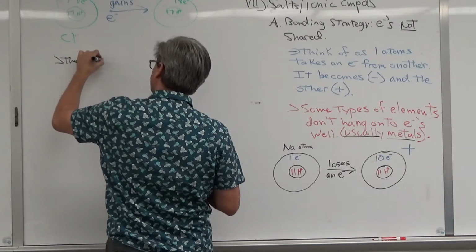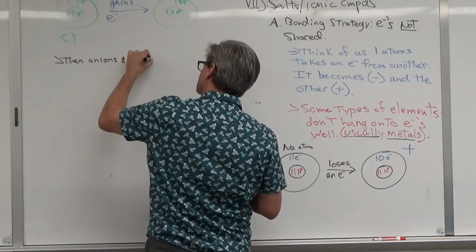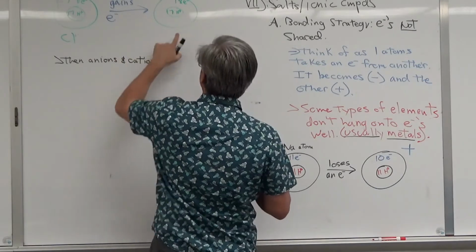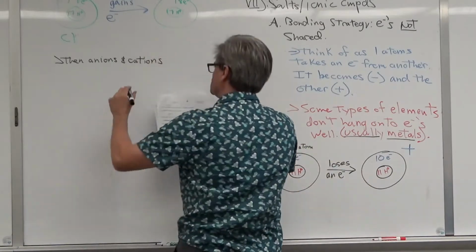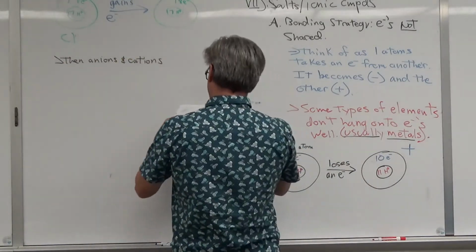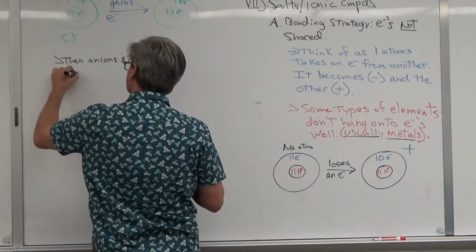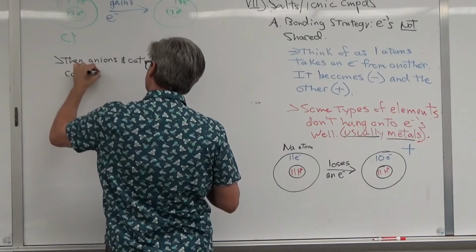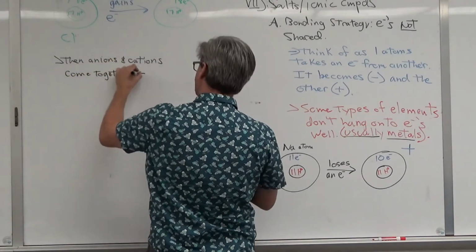Then anions, cations. Remember, anions, ants are negative. Cations, cats are positive things. They are. I like cats. Anions and cations come together, and you get a salt.